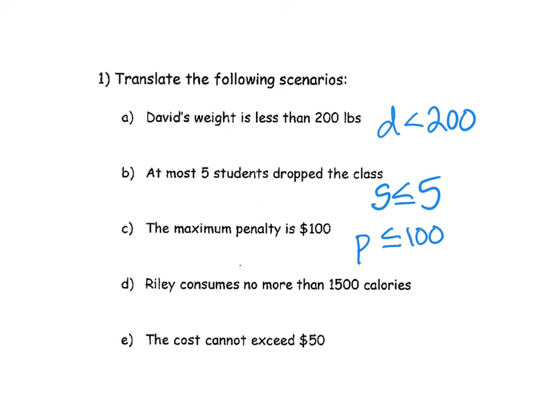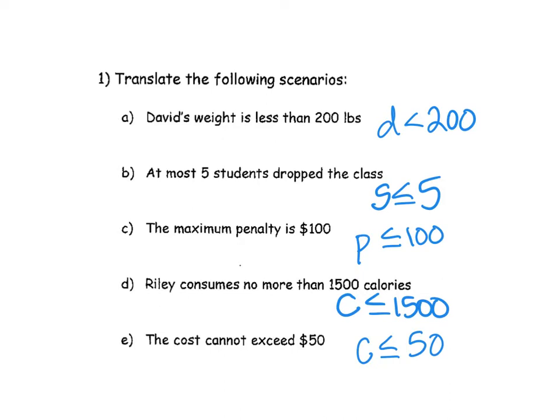Thanks. Riley consumes no more than 1,500 calories. Riley consumes no more than, she doesn't go over, no more than. Less than or equal to. Calories is less than or equal to 1,500. The cost cannot exceed. Exceed means go over, go above. The cost cannot exceed $50. Less than or equal to. Look at all these less than or equal to's. Cost, less than or equal to $50.